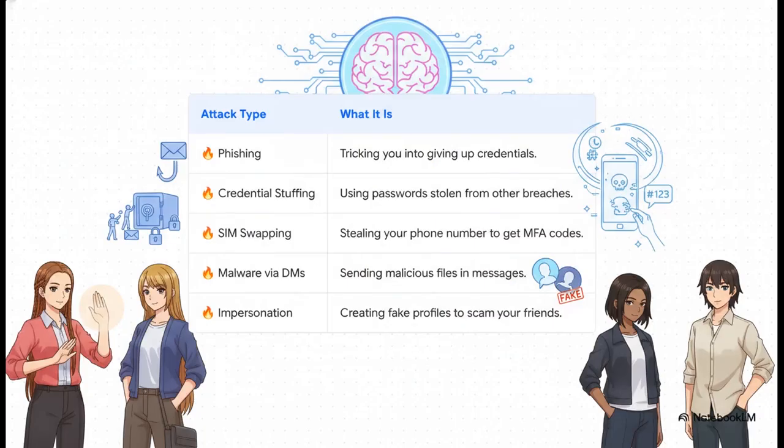A good guardian knows their enemy, right? So let's run through the biggest threats. We've talked about phishing, credential stuffing, that's when hackers get passwords from a data breach and try them everywhere. SIM swapping, that one's scary. They trick your phone company into giving them your number to steal your MFA codes. And of course, you've got malware and DMs and fake profiles trying to scam your friends. Just knowing what these things are is half the battle.